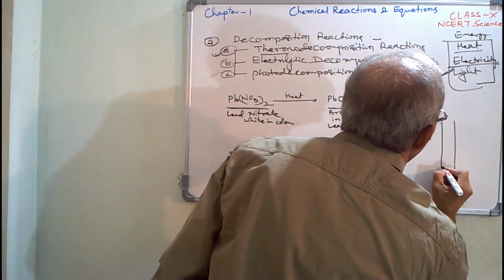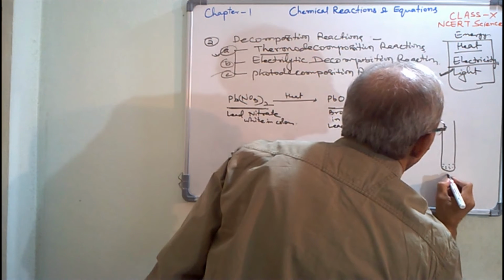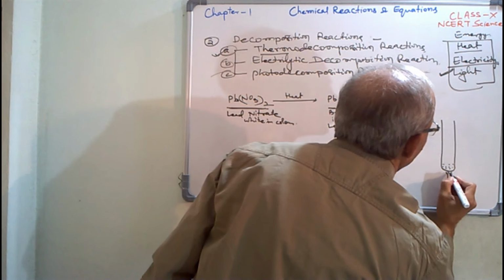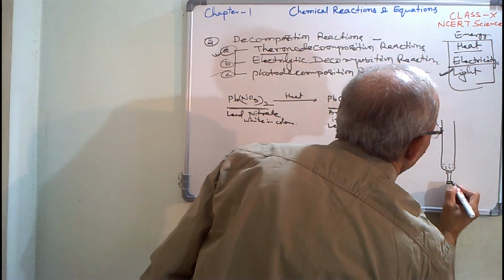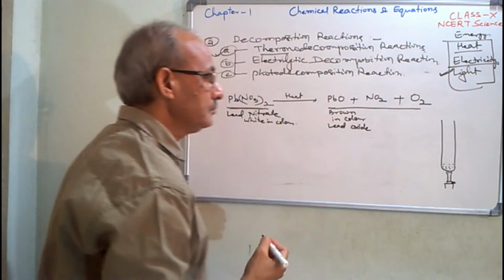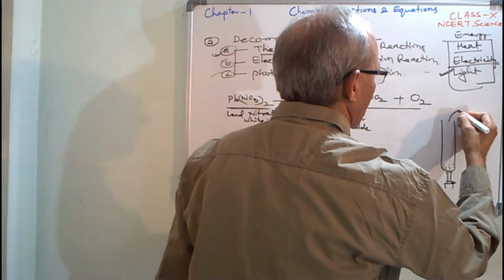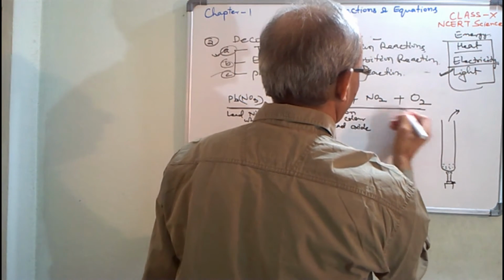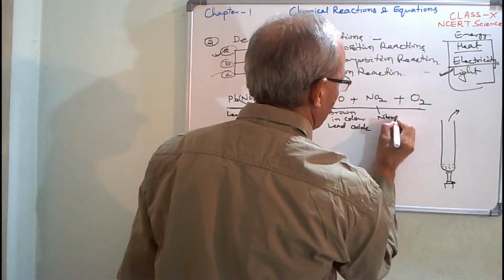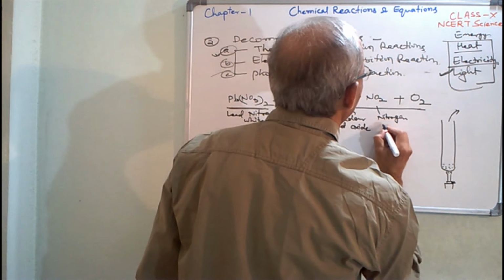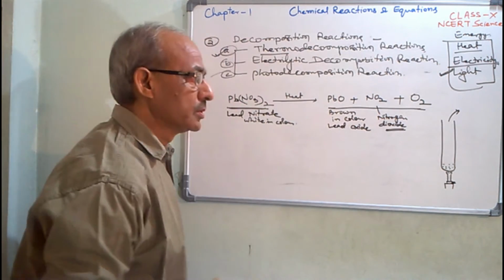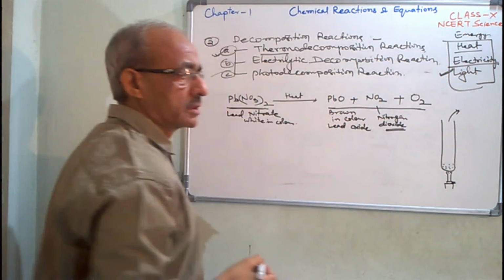When the lead nitrate is heated by a burner, the brown fume of nitrogen dioxide is produced, and side by side oxygen gas is also produced.